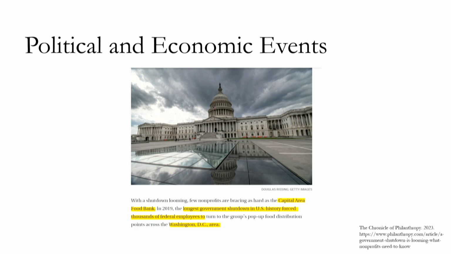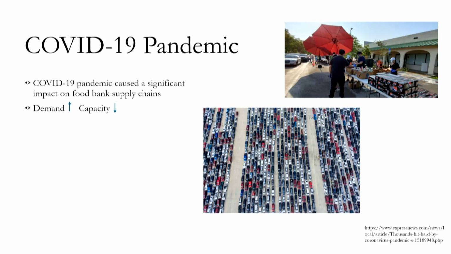But not all disruptions are disasters. For example, a government shutdown in 2019 caused a spike in the demand of a food bank in the DC area. And this stretched their resources to a limit. So after disruptions like these occur, food banks typically cope by either renting new equipment or new facilities or expanding their existing facilities. And the COVID-19 pandemic also brought additional changes to the food bank network.